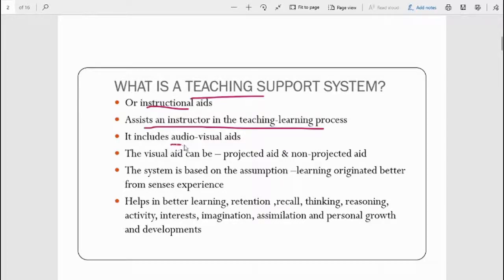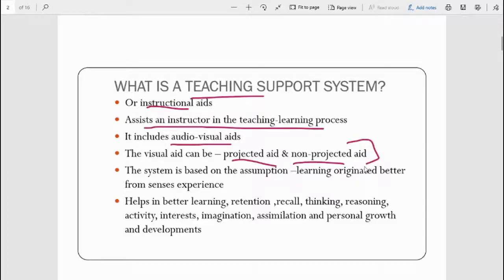It includes audio visual aids. It can be only audio aid, it can be only visual aid, and sometimes it can be both, the combination of both the aids, audio visual aid. Visual aids are divided into two, and they are projected aid and non-projected aid. I have given the list of these aids under different categories in subsequent slides.